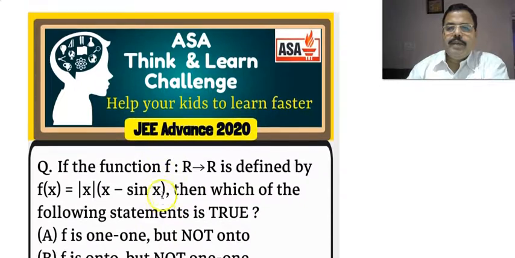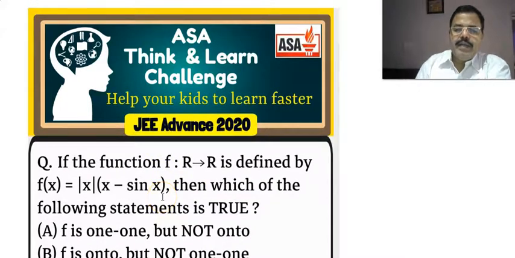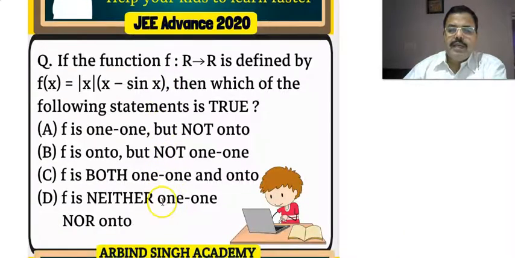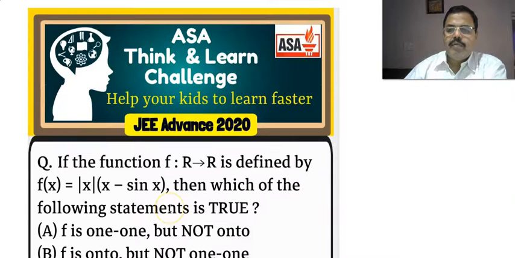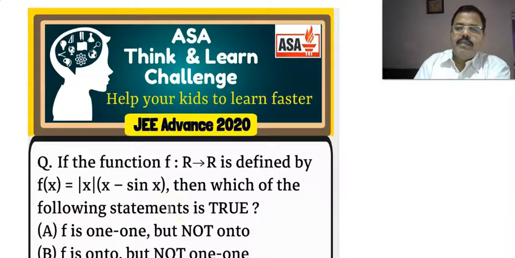The question is given here: if the function f from R to R is defined by f(x) = |x|(x - sin x), then which of the following statements is true? f(x) is one-one but not onto, onto but not one-one, both one-one and onto, or neither one-one nor onto. Hence we have to check whether it is one-one or onto.